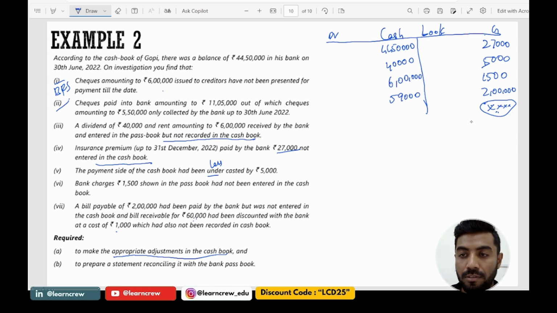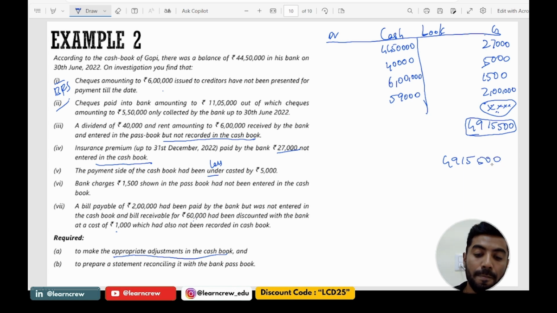We'll be getting a balance of 49 lakh 15,500. So what is the balance? This is the cash book balance. Cash book balance, we are getting 49 lakh 15,500. In this, we need to give these two adjustments.